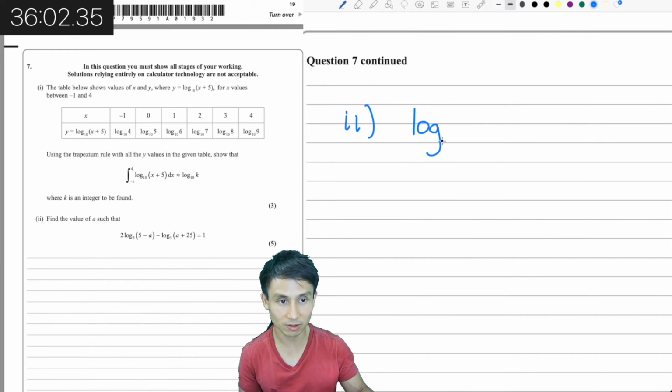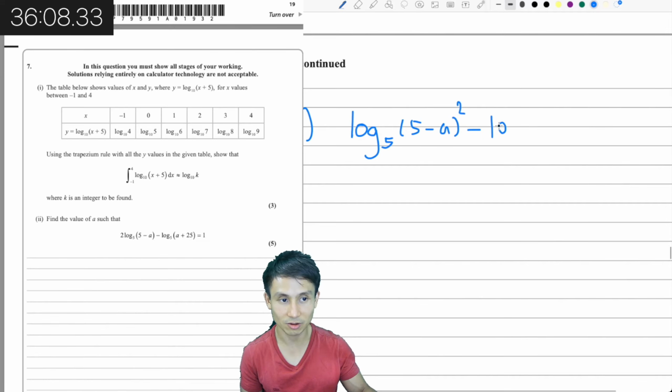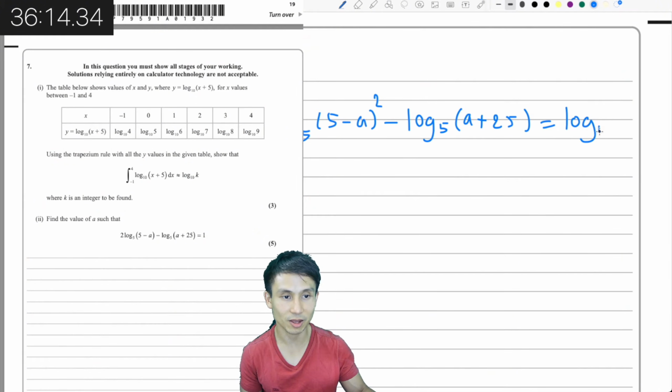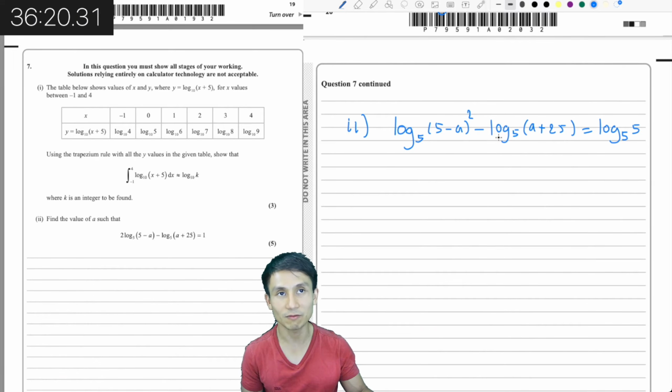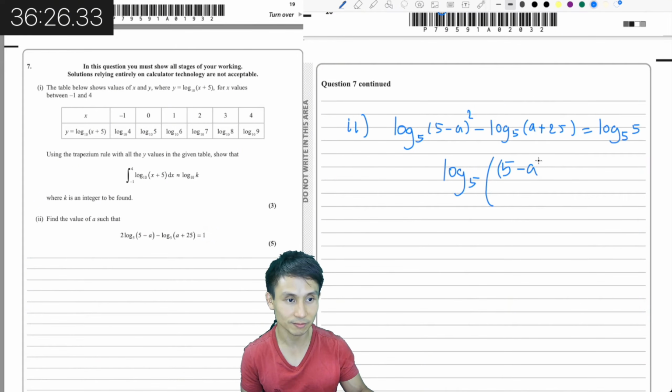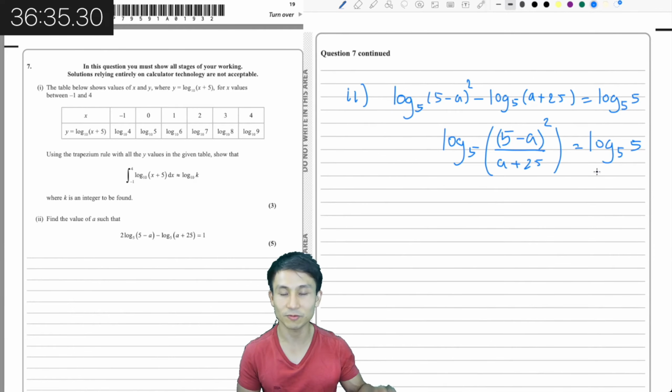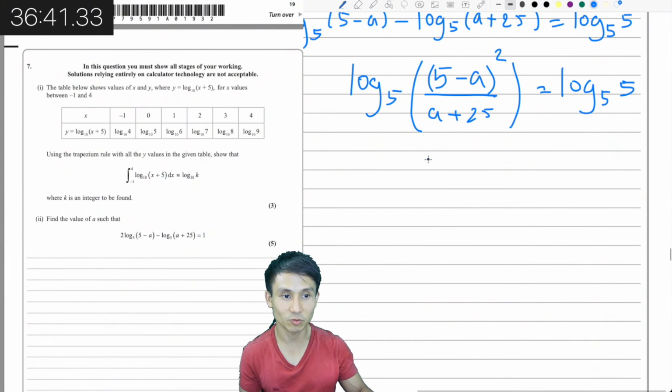So we have log base 5 of (5 minus a) to the power of 2 minus log base 5 of (a plus 25). And here I'm just going to do log base 5 of 5 just to make it 1, yeah? So log a minus log b, we have log a over b. So this is log base 5. We merge the two arguments. So we have this over that, yeah? And this is also log base 5 of 5. So since we have one single term on each side, we can take out the log. So we would have just inside the log equals inside the log here.